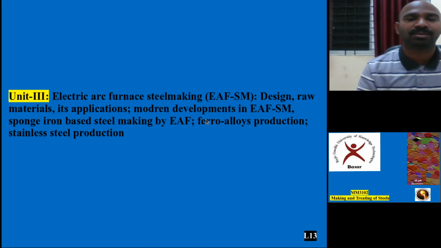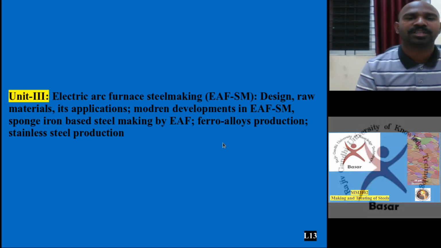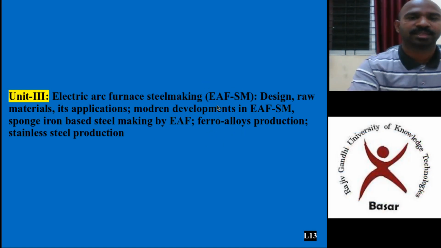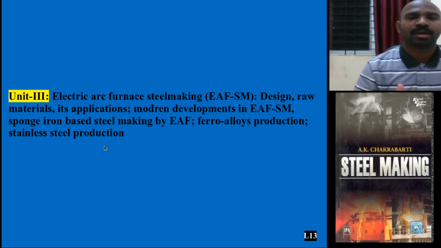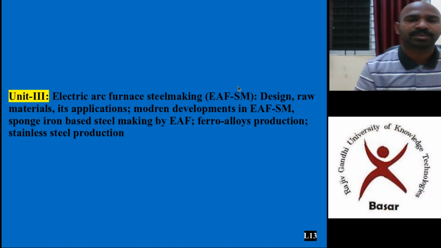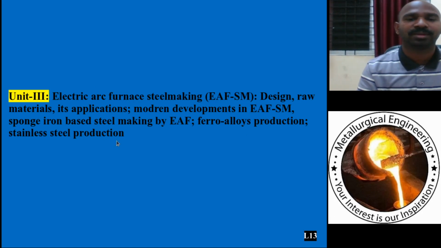where EAF uses sponge iron based steel making. Ferroalloys will be produced either in the form of iron chromium, iron silicon, iron manganese, and stainless steel is directly produced by EAF. If it is LD converter, you need to use a combination of LD converter steel making and secondary steel making units such as argon oxygen decarburizer and vacuum oxygen decarburizer. Combination of those things you can produce stainless steel. Those are the few advantages.